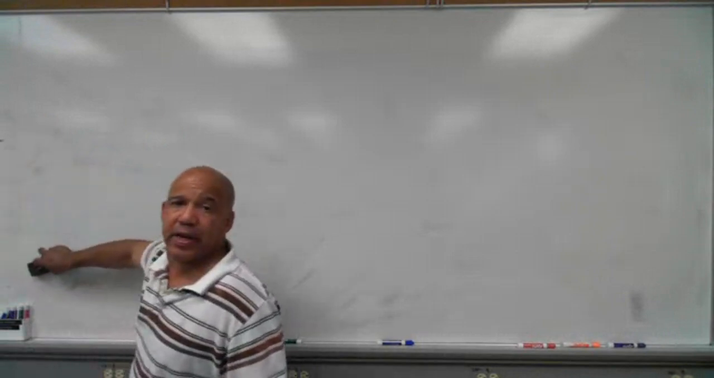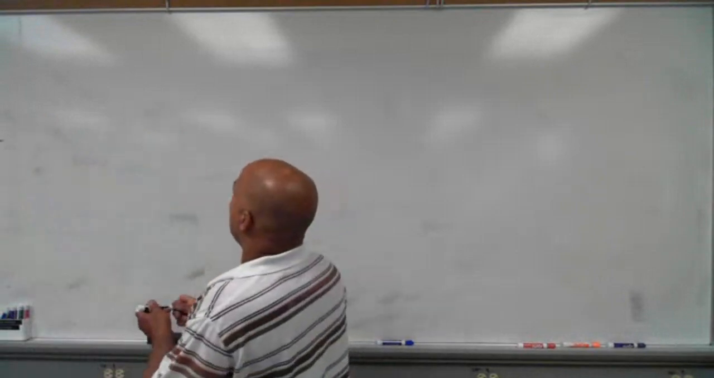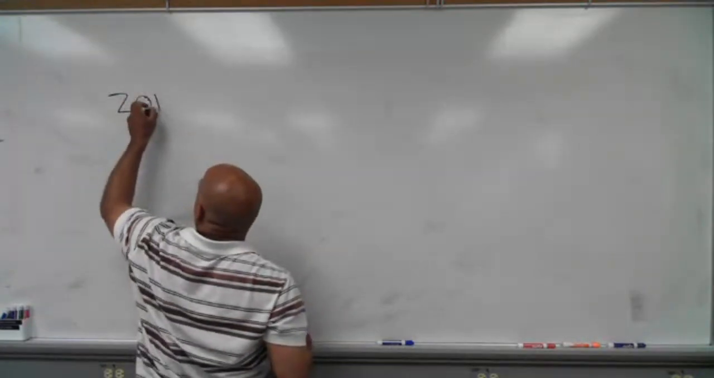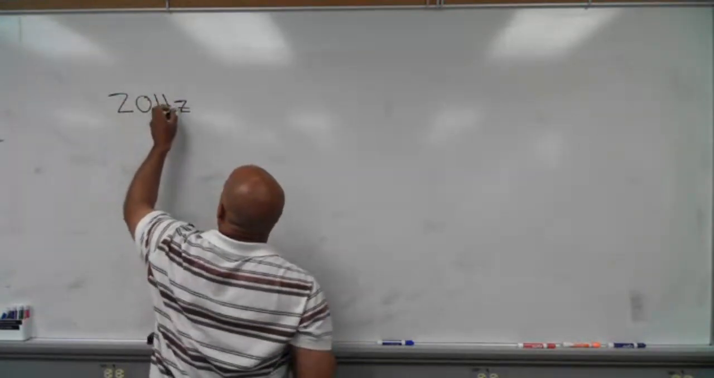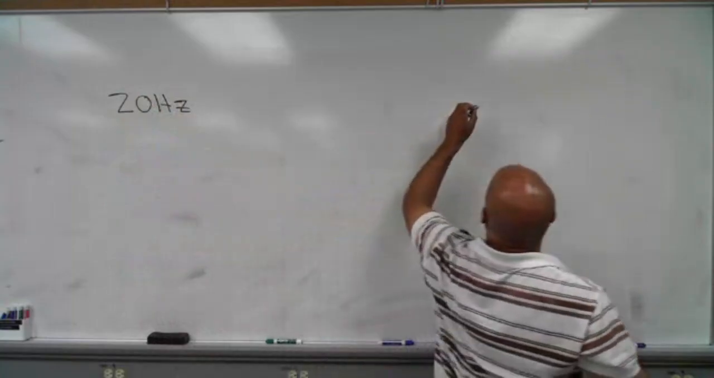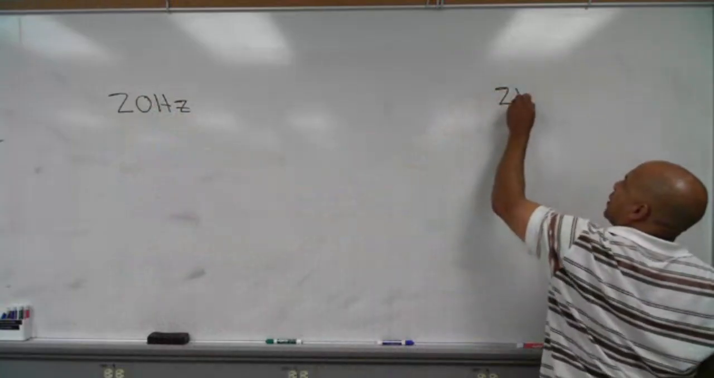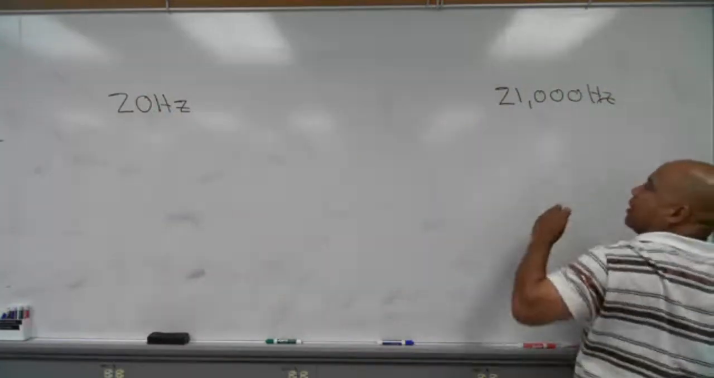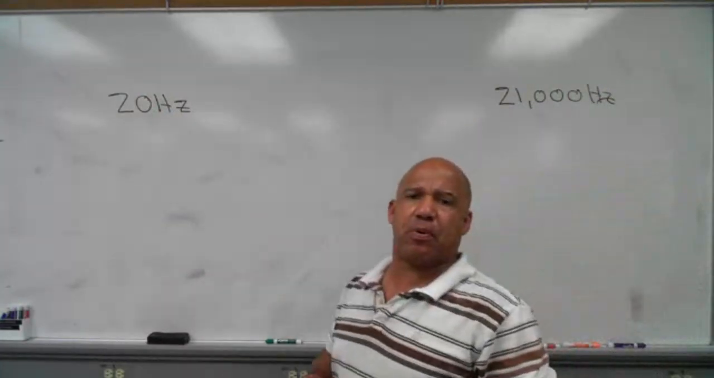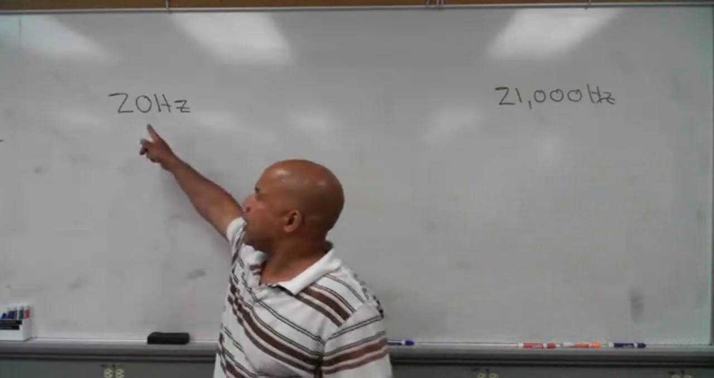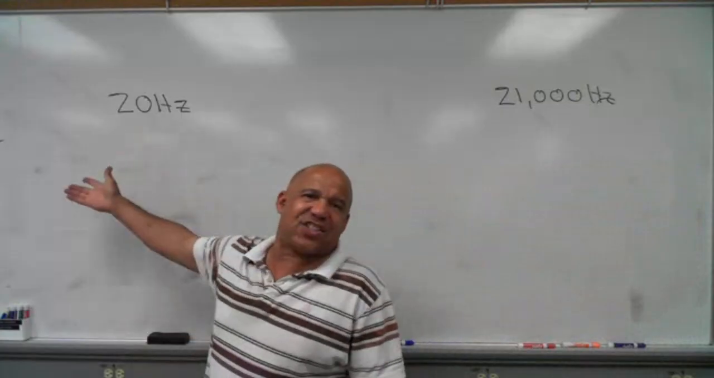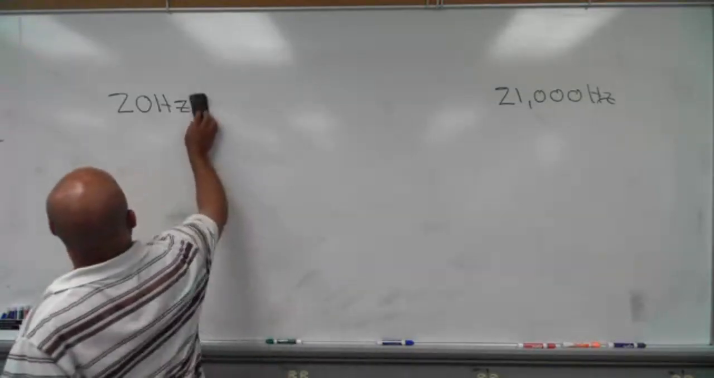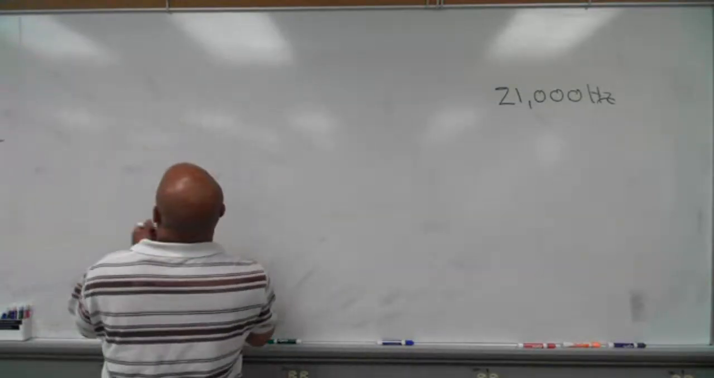The bandwidth for human hearing. On the low end is 20 hertz, and on the high end is 21,000 hertz. And just to make it simple, since we're only 20 hertz away from 0, let's just start it at 0 so this graphs nicely. So I want to start it at 0 hertz.